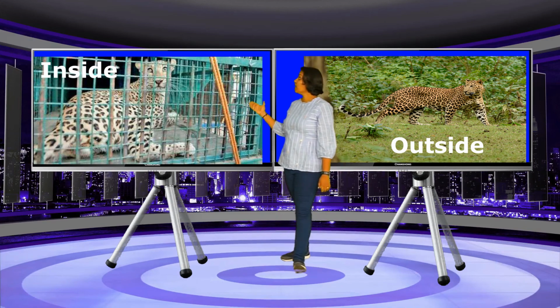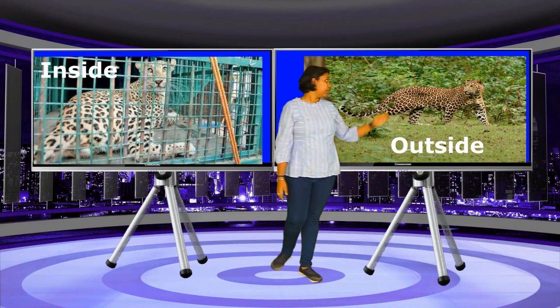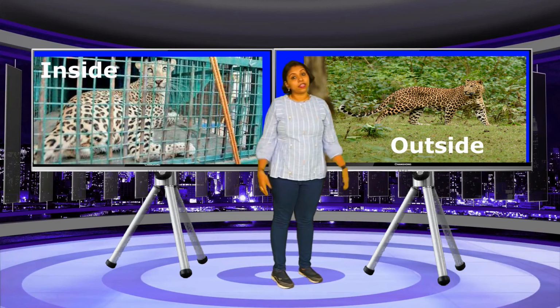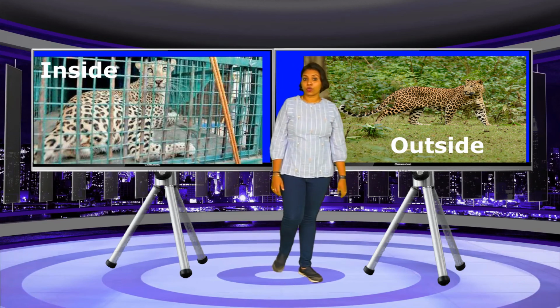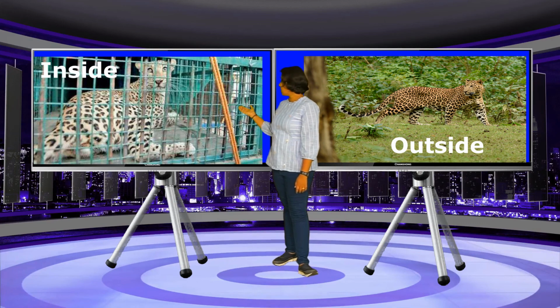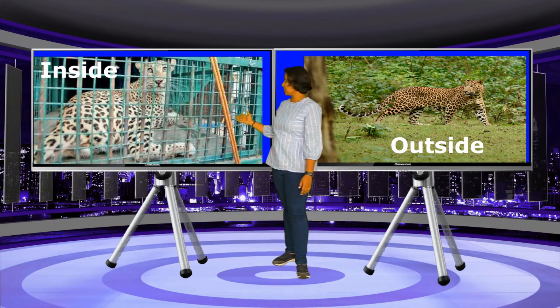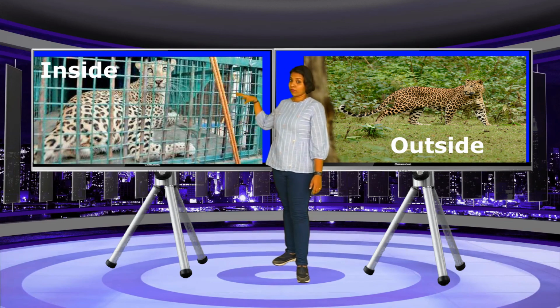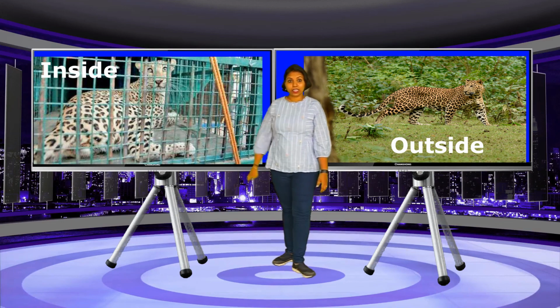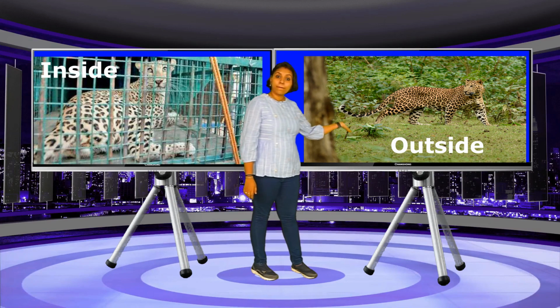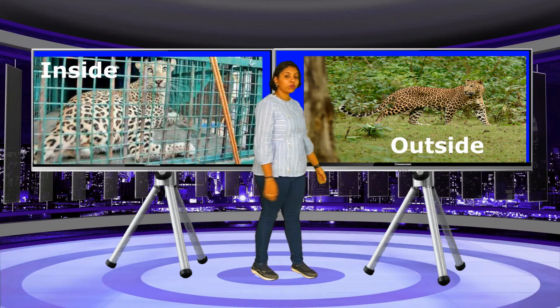And here in this picture the leopard is inside the cage. And here in this picture the leopard is outside the cage. Okay. So the comparison we learn is inside and outside. Okay. That is inside yani andar. The leopard is inside the cage. Outside yani bahar. The leopard is outside the cage. So today we have learned all the comparison.